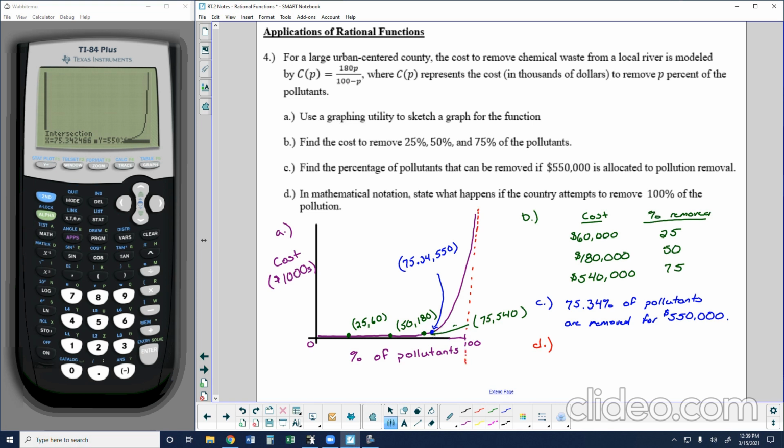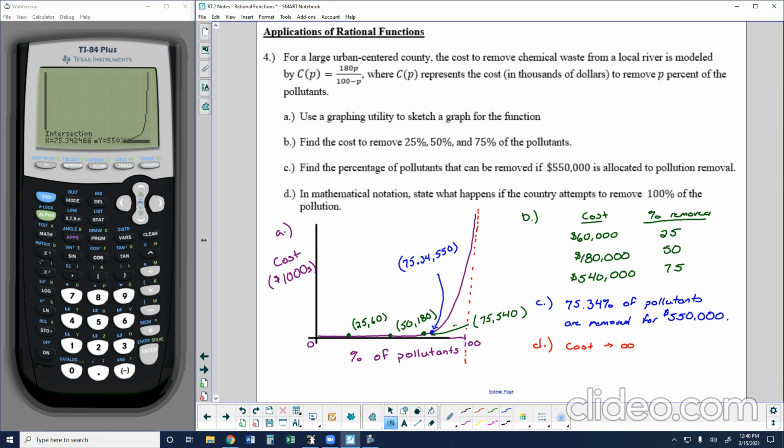So at x equals 100, we have a vertical asymptote. So the function is going to get closer and closer and closer to 100%, but it's never going to get to 100%. It says state what happens if the county, sorry, a typo there, attempts to remove 100% of the pollution. So what we can find is that cost approaches infinity. We could say that cost approaches infinity, or cost increases without bound, or cost will continue to go up the closer that we get to 100%. So we can never remove 100%, and the closer we get to that, the higher the cost goes.